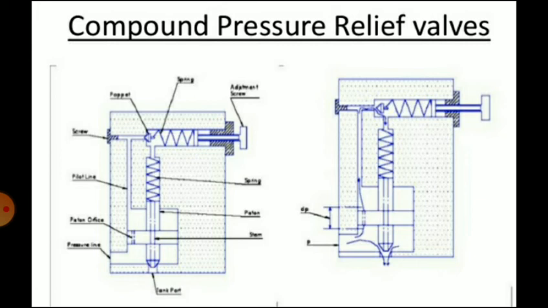The spool will move in an upward direction due to the pressure difference, and the excess flow goes through the bottom port.